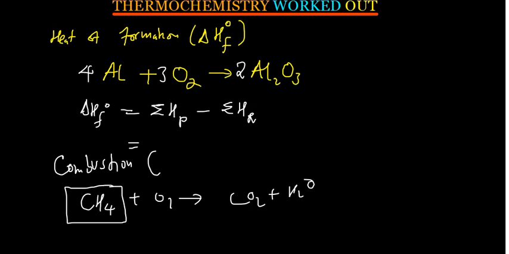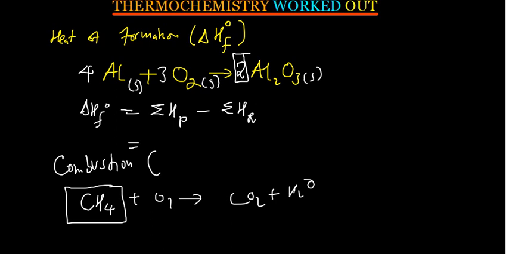So also take note of the state symbols. It's going to be solid aluminium reacting with gaseous oxygen and then forming solid aluminium oxide. I've seen some multiple choice questions where they put wrong state symbols and ask you to identify the heat of formation. And they also put a coefficient here.